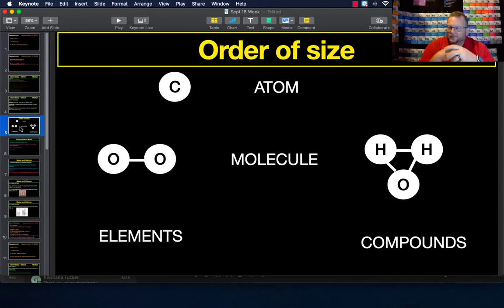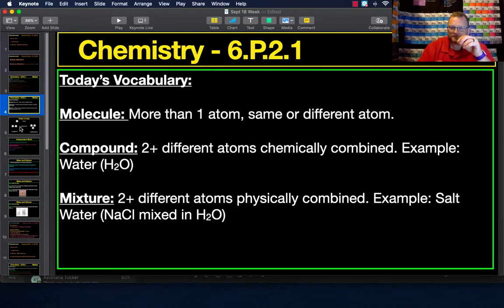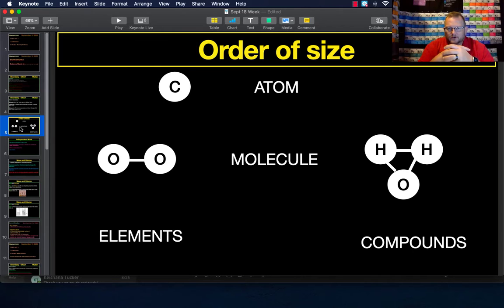If we go up a step, we get from atom to molecule. Okay? And what I said before on the vocabulary, molecules are more than one atom. They can be the same, they can be different. So on the left, you've got a molecule that's 2 oxygen atoms that are the same. On the right, you have a water molecule, 2 hydrogens and an oxygen connected together. Both of these are molecules.